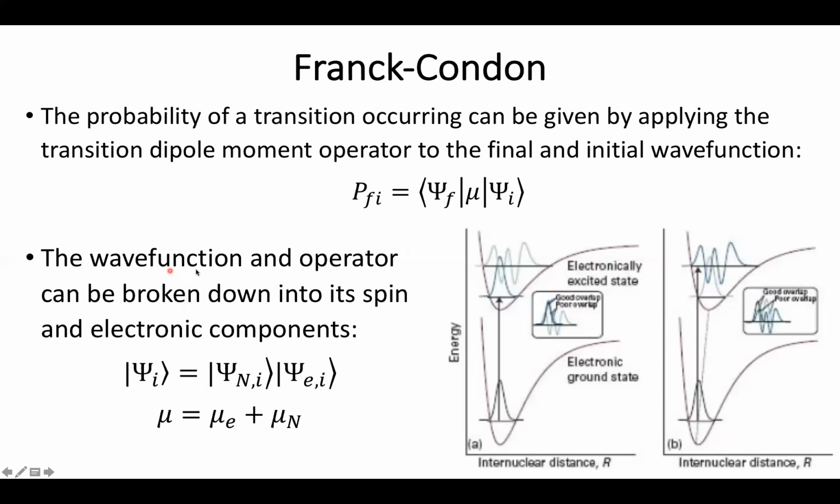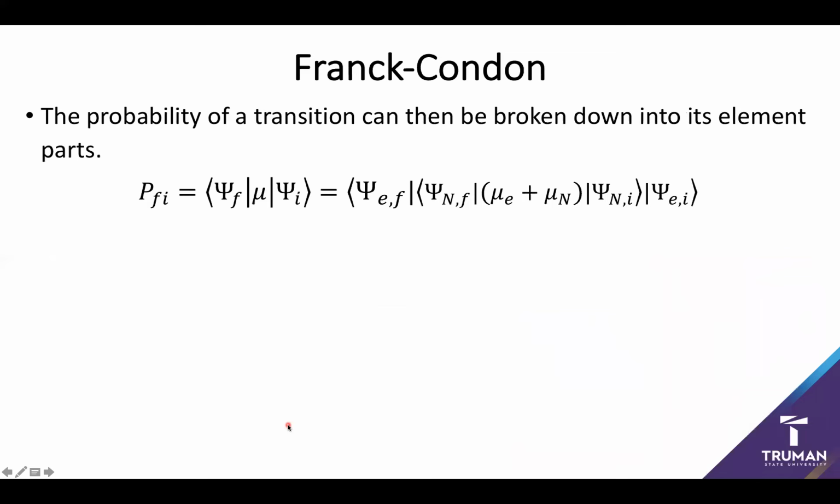So we're going to do this by breaking our wave function and our operator down into their electronic and nuclear components. The nuclear is going to be the part with the nuclear movement, and the electronic is the excitation we're mostly going to be looking at. As we can do this for my wave function, I can also do it for the operator, where I'm going to have an electronic and a nuclear excitation. Now let's go ahead and apply this to the system.